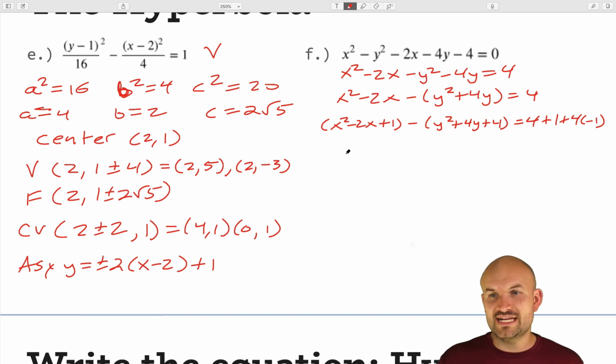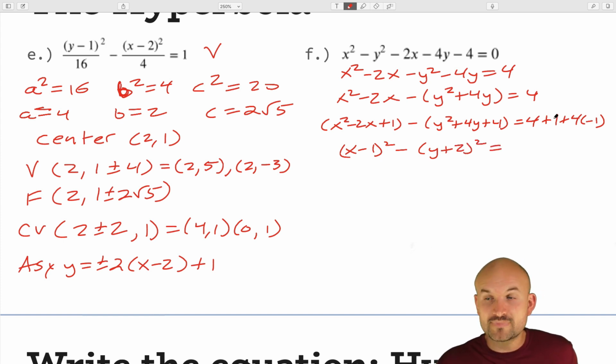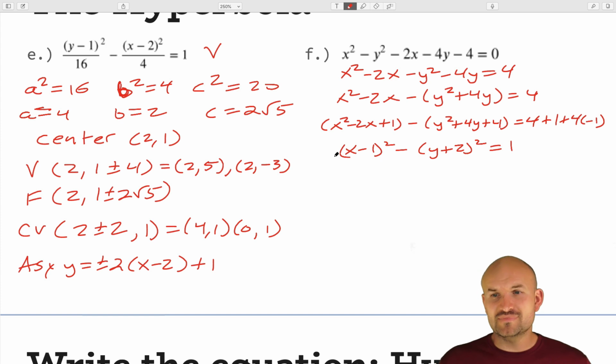Now here, I'm going to condense my values. So that's going to be x minus 1 quantity squared minus a y plus 2 quantity squared equals 4 plus 1 is 5 minus 4, right? 4 times negative 1 is just going to bring me back to 1. So now that's just going to bring me back to a 1 in this case, which you can see now is going to be in our standard form.